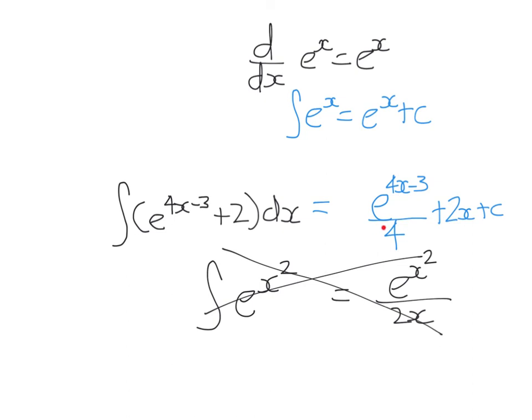The rule here, instead of timesing by 4, the opposite of timesing by 4 is dividing by 4. But we can't just divide when we're integrating. We can't just divide by x's or times by x's, because that makes things very complicated.